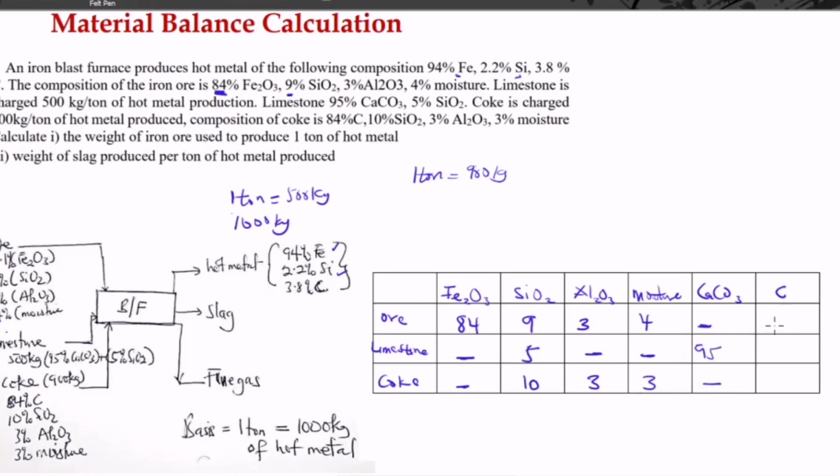Then we move on to the carbon. For the carbon, do you have carbon in the iron ore? Nope. Dash. Do you have carbon in the limestone? We don't have carbon in limestone. Do you have carbon in the coke? Yes, it's 84.